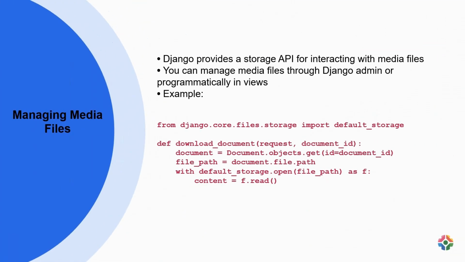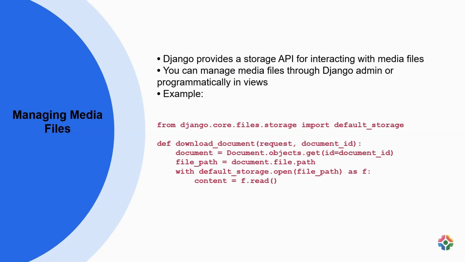Django offers a storage API for media files management. Media files within Django can be handled through the Django admin interface or programmatically within views. In the provided example, the default storage class from django.core.files.storage is utilized to interact with media files. Using this API, one can access files and perform operations like reading or writing data to them.